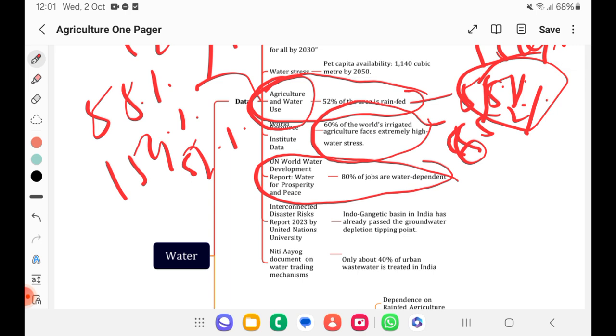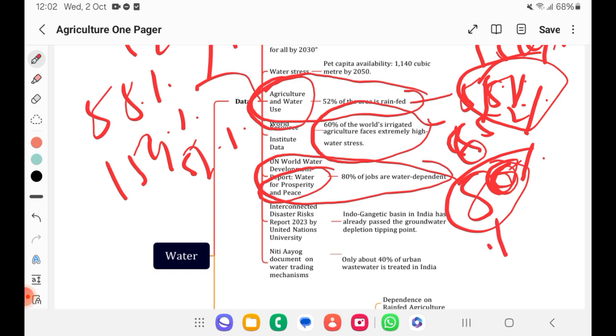This is a very good term, Water for Prosperity and Peace, released by the UN World Water Development Report. According to that report, 80% of jobs are water dependent. See, 80% of jobs are water dependent. This is an important key. If water is missing, unemployment will set in again. Everything is interrelated here.